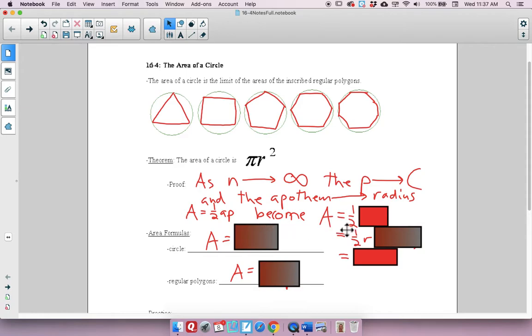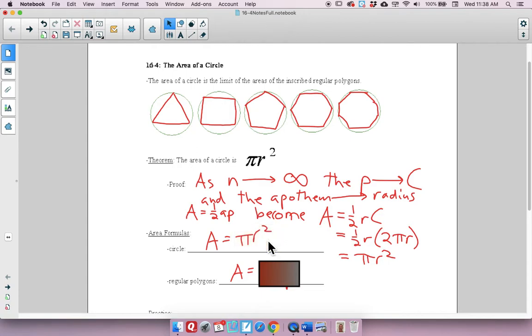Well, that's going to become area equals 1/2. Apothem is becoming the radius, and the perimeter is becoming the circumference. So it's 1/2 rC. Well, remember, circumference is the same as what? 2 pi r. Do the multiplication. 1/2 times 2 becomes 1. r times r is r squared. We're left with pi r squared. How about that? Okay, so area formulas. The area of a circle, area equals pi r squared. For a regular polygon, area equals 1/2 apothem times perimeter.